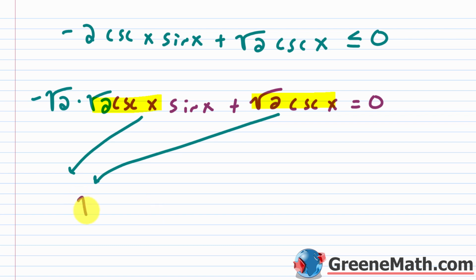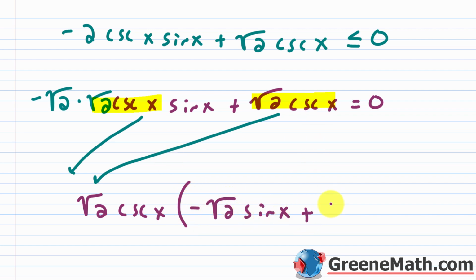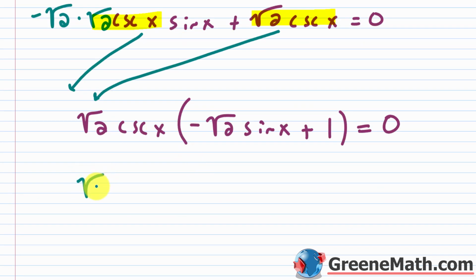Okay, so let me say we pull out the square root of 2 cosecant of x, and then inside you'd have negative square root of 2 sine of x, and then plus, pull this out, you'd have 1, close it down, and this is 0. Okay, so this right here, if you do square root of 2 cosecant of x is equal to 0, divide both sides by the square root of 2, and you just get the cosecant of x equals 0, which has no solution. So that has no solution.